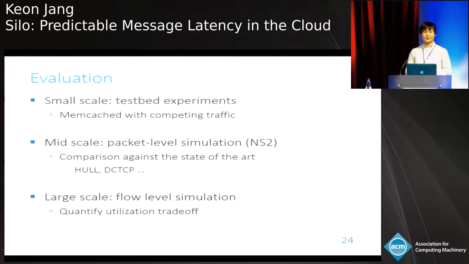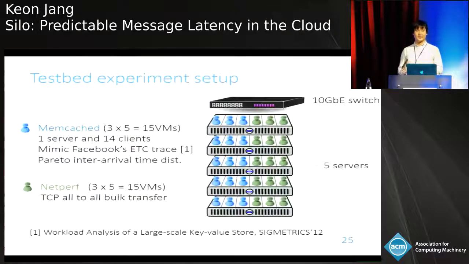First is a small-scale testbed experiment using Memcached. And second, we use a packet-level simulator to compare against the existing solutions. And finally, we use large-scale simulation to quantify the network utilization trade-offs. The testbed experiment is the same experiment as the motivation experiment I showed earlier.